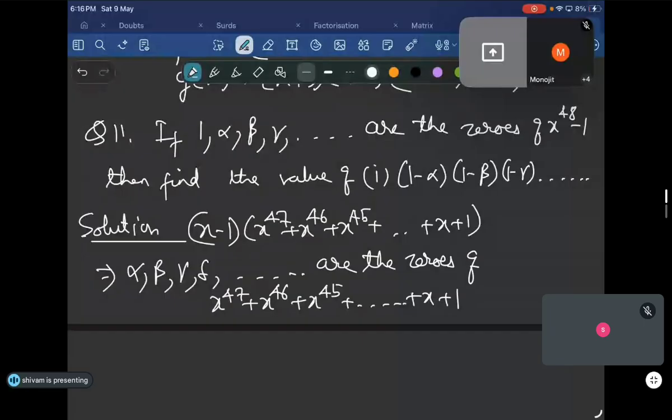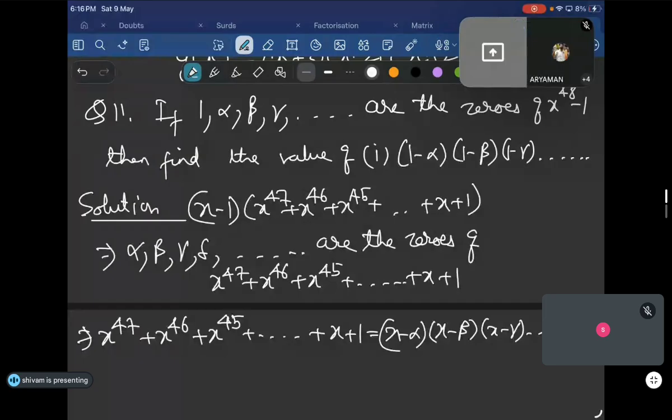Okay. Is it clear? So can I write it as x power 47 plus x power 46 plus x power 45 plus dot dot dot plus x plus 1 is equal to x minus alpha into x minus beta into x minus gamma dot dot dot? Can I write like this? Because alpha, beta, gamma are the zeros of this polynomial. So x minus alpha will be a factor, x minus beta will be a factor, x minus gamma will be a factor. There will be like this 47 factors, right?